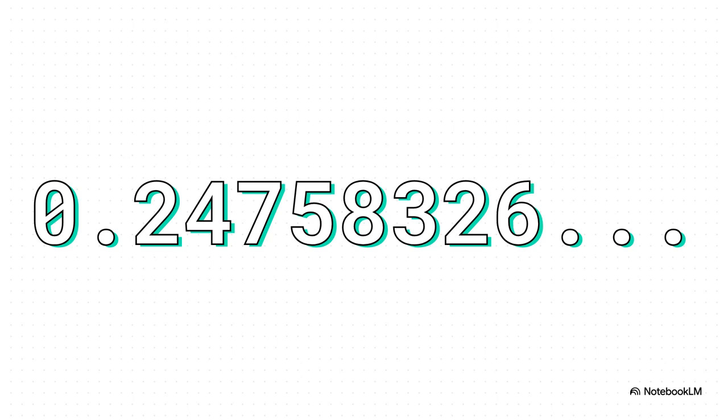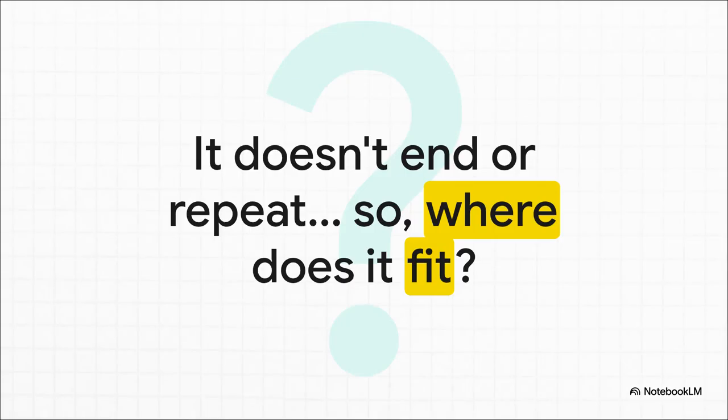0.24758326, and those three little dots, they just kind of hang there in the air, right? It doesn't look like there's any pattern, and it sure doesn't look like it's ever going to end. And this is our mystery. This number, it doesn't follow the rules of the Rational Number Club. It's an outsider, a rule breaker. So the big question is, if it doesn't fit into that neat, tidy system we just looked at, where in the world does it belong?